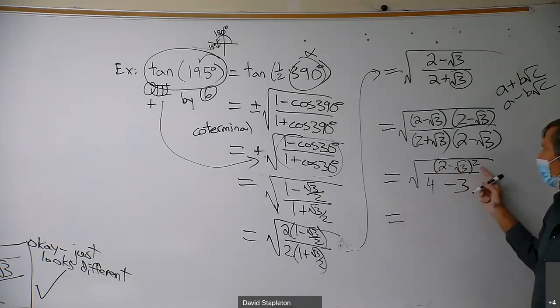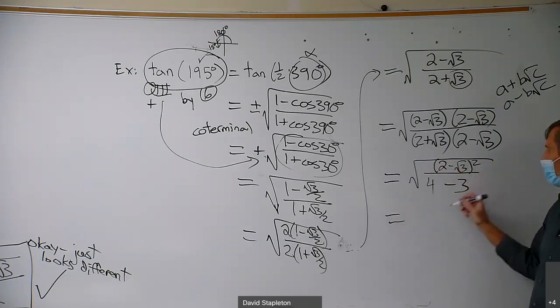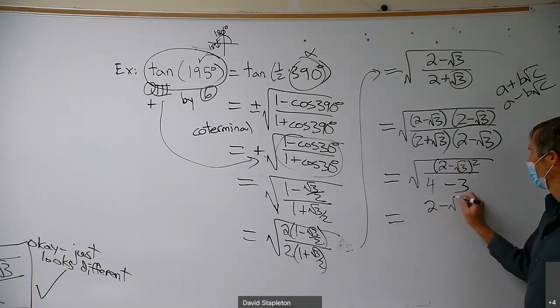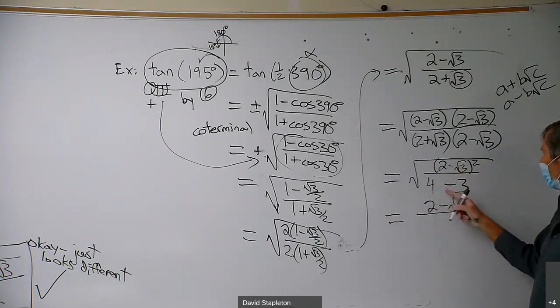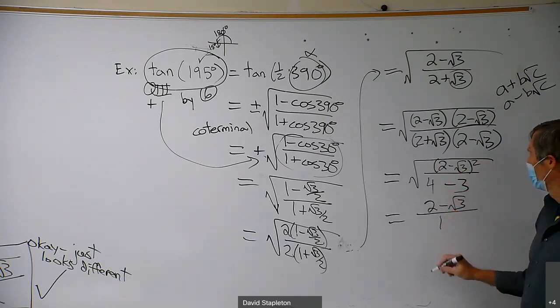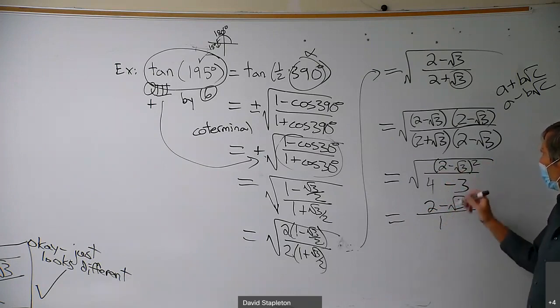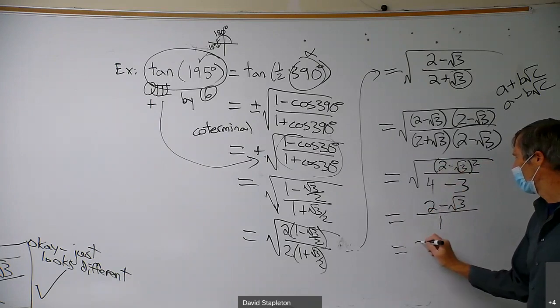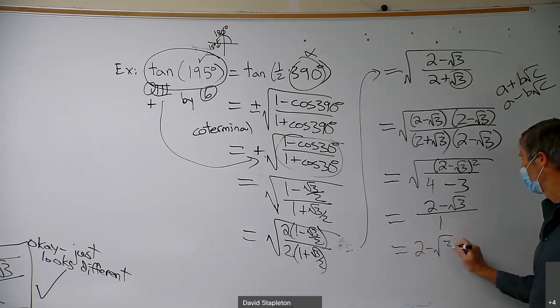It's the square root of the square, right? Just the original number. So on top, I just have 2 minus square root 3. Ooh, easy. On the bottom, I just have 1, right? Square root of 1 is 1. So there's what I've got. This actually simplifies to 2 minus the square root of 3.